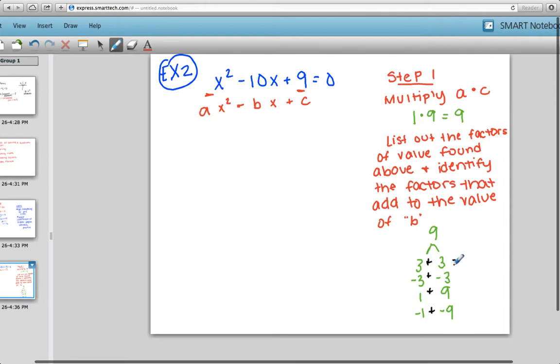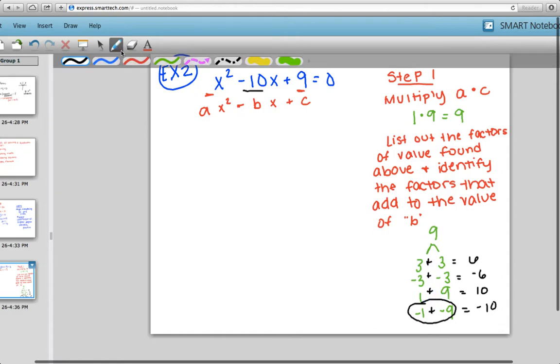Okay, and I'm going to add them. 3 plus 3 is 6, negative 3 plus negative 3 is negative 6, 9 plus 1 is 10, negative 9 plus negative 1 is negative 10. And I need to see which one added to the value of b. b is equal to negative 10. So I am picking the one that added up to negative 10, which is right here.